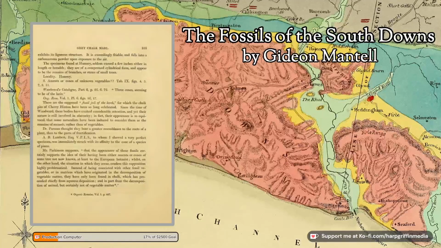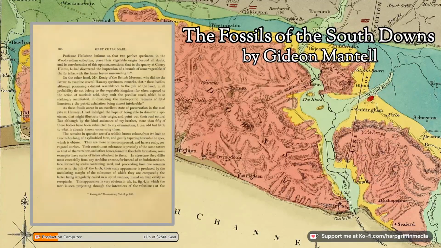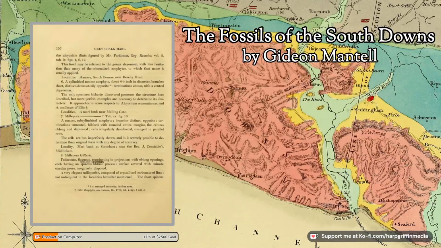But certainly not of vegetable matter. Organic Remains, Volume 1, page 447. With the linear leaves surrounding it. Geological Transactions, Volume 3, page 250. Decussately opposite, i.e. arranged crosswise in 4 rows. A. ocellatum of Ellis. Ellis's Zoophytes, 1 volume, quarto, 1786, tablet 1, figures 4 and 5.